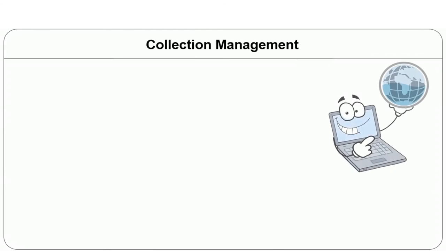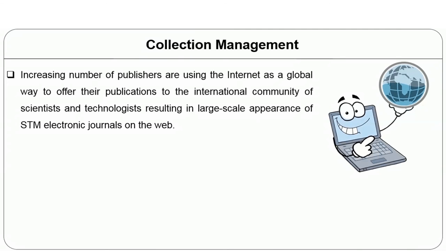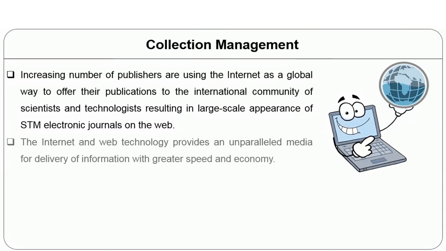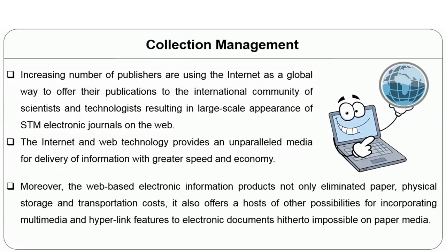The scope is with reference to collection management, that is, increasing number of publishers are using the internet as a global way to offer their publications to the international community of scientists and technologists, resulting in large-scale appearance of STM electronic journals on the web. The internet and web technology provide an unparalleled media for delivery and information with greater speed and economy. Moreover, the web-based electronic information products not only eliminated paper, physical storage, and transportation costs, they also offer a host of other possibilities for incorporating multimedia and hyperlink features to electronic documents, hitherto impossible on paper media.